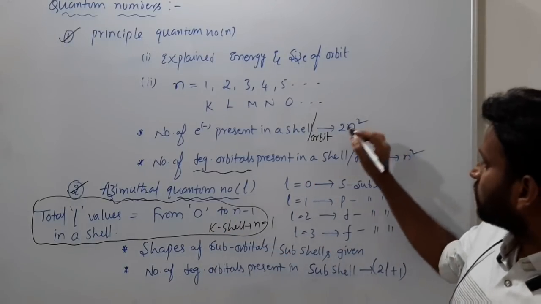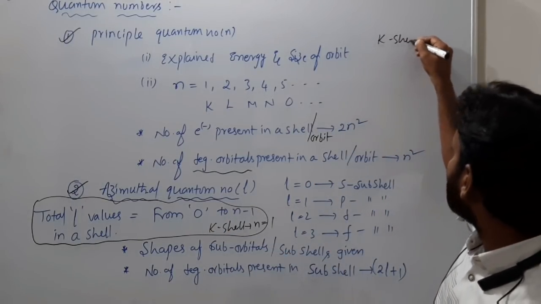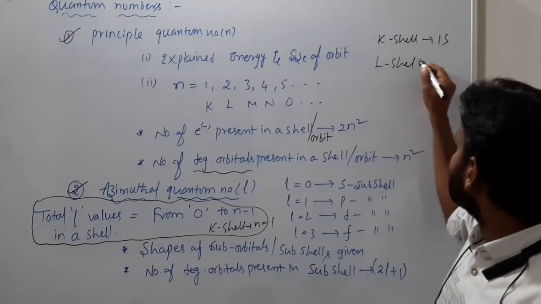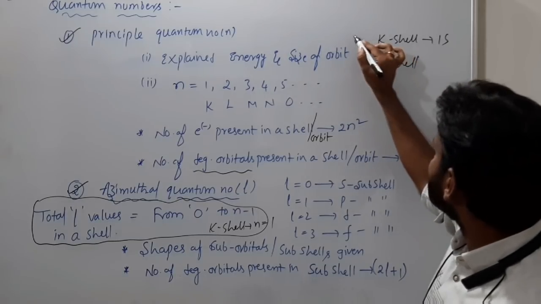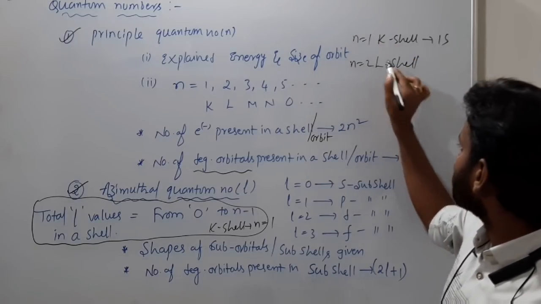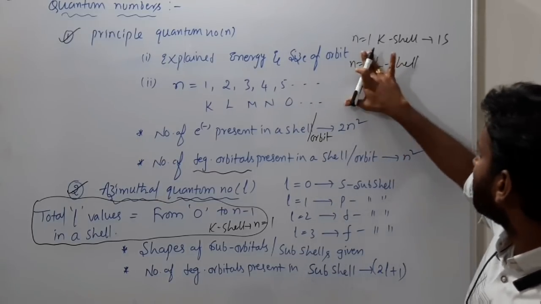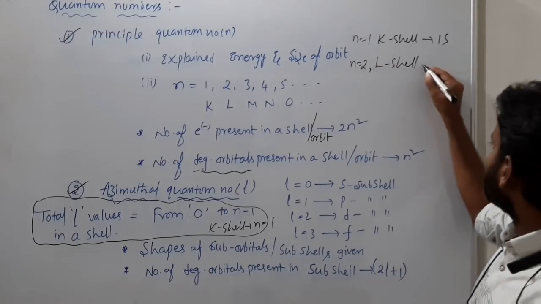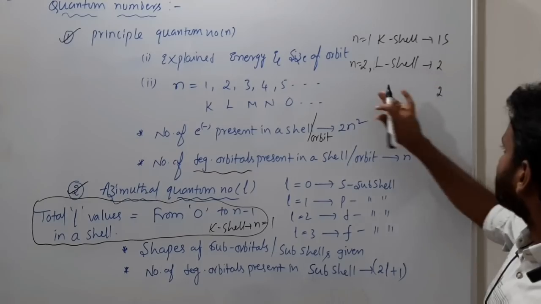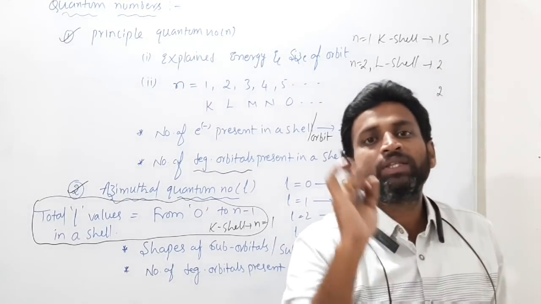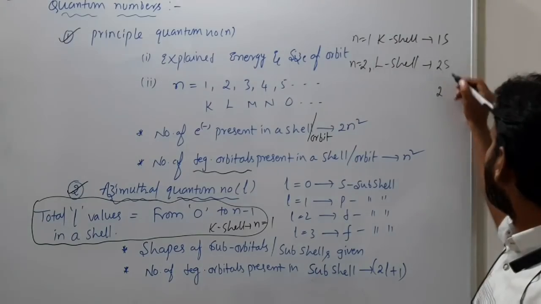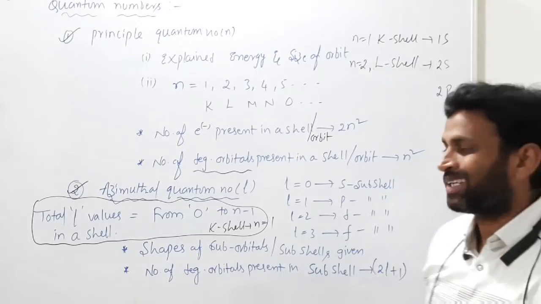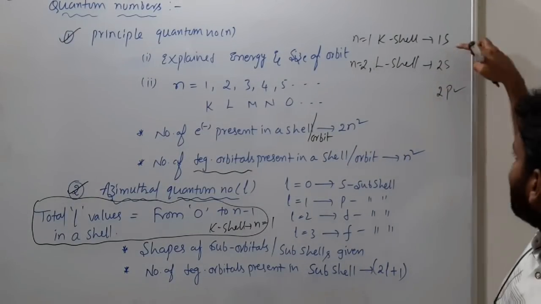So what are those subshells? 0 means s subshell. The K shell, n equals 1, consists of only one s subshell. For the L shell, n equals 2. Every shell starts with an s subshell: 2s and 2p. Every shell consists of a new subshell, which is 2p here. Is there any p in the first shell? No.